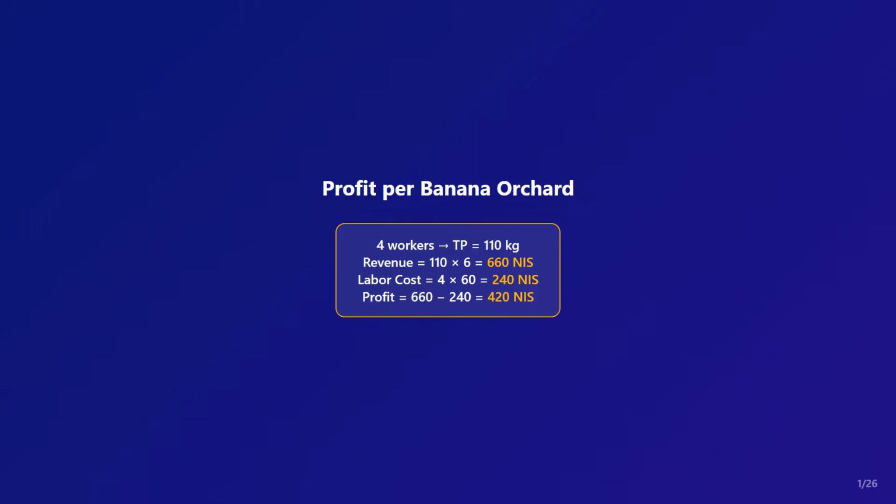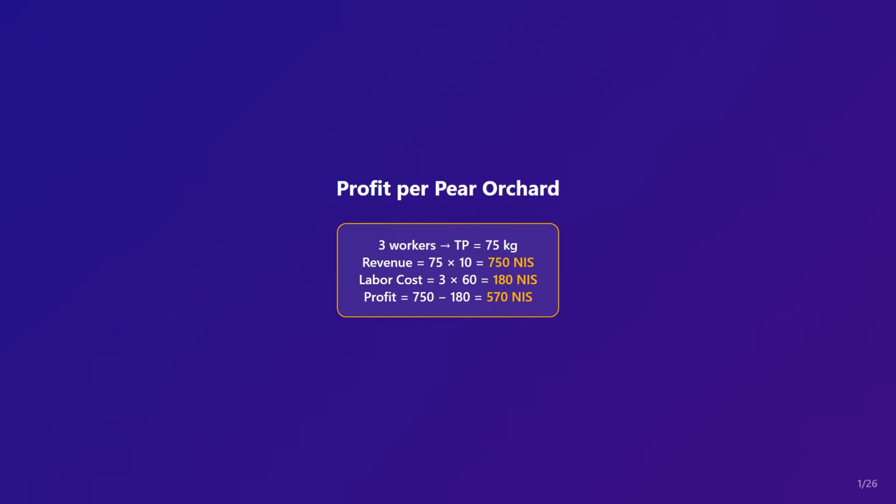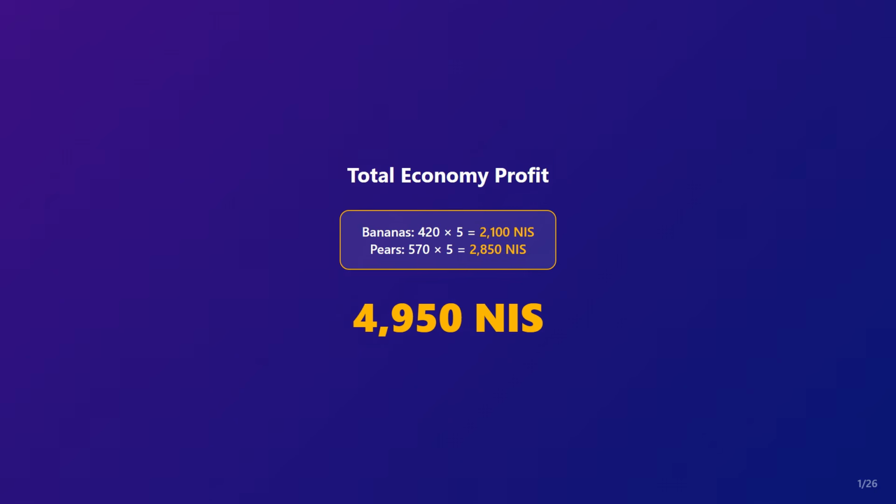Step 5, calculate profit for each orchard owner. Now let's calculate profit. Remember, profit equals revenue minus costs. Profit for one banana orchard. 4 workers produce a total output of 110 kilograms. Revenue, 110 times 6 is equal to 660 shekels. Wage costs, 4 times 60 is equal to 240 shekels. Profit, 660 minus 240 is equal to 420 shekels per banana orchard.